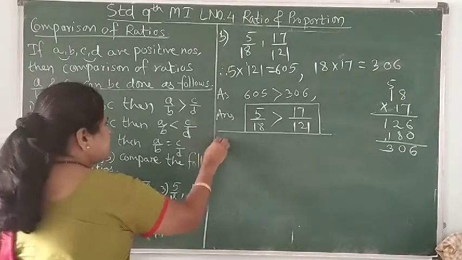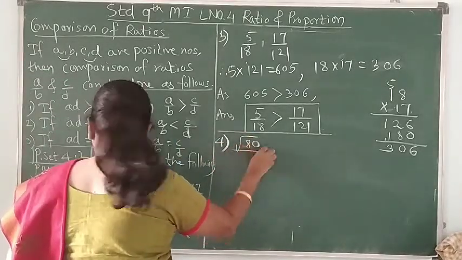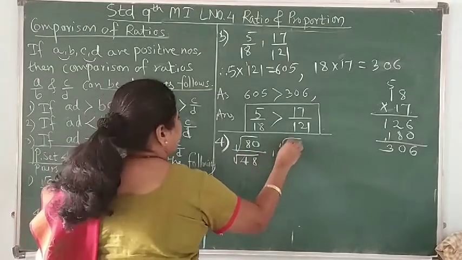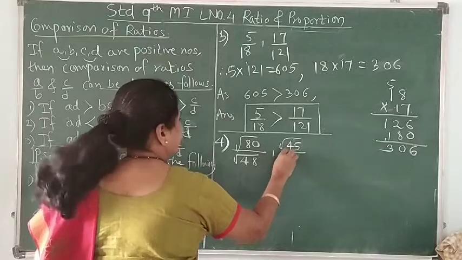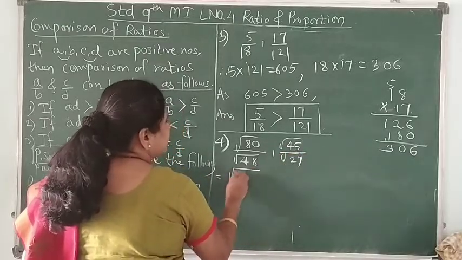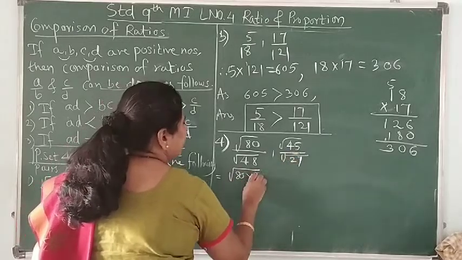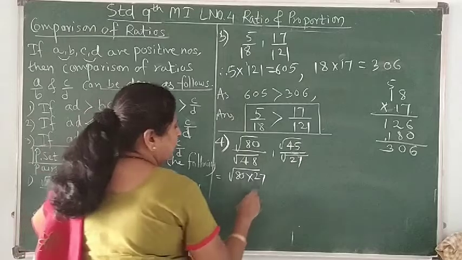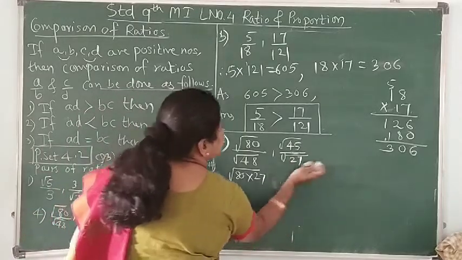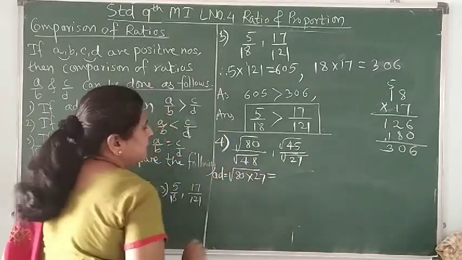Now fourth one is similarly here square root of 80 divided by square root of 48. Then the other ratio is square root of 45 upon square root of 27. Okay. Now take the product of first square root of 80 into the square root of 27. You can write here 27. Or if you want to simplify it, you can simplify it. AD is like this.